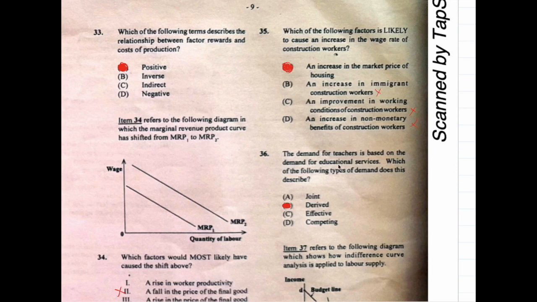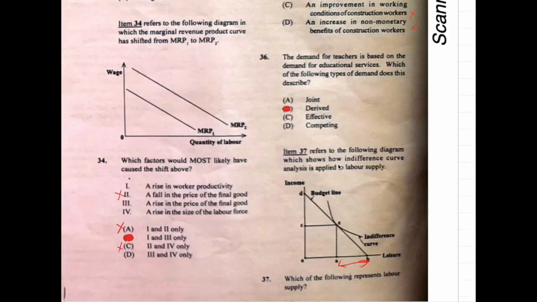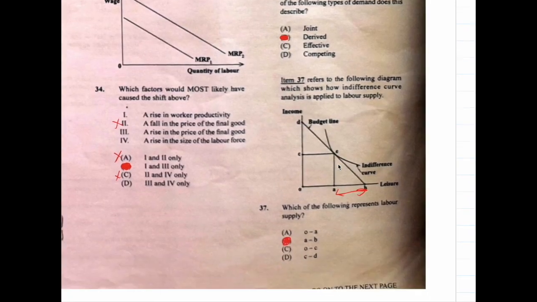36. The demand for teachers is based on the demand for educational services. Which of the following types of demand does this describe? This is derived demand. Again, same thing with the steel example given before, just switch with teachers. 37. Which of the following represents the labor supply? That's B, from A to B.